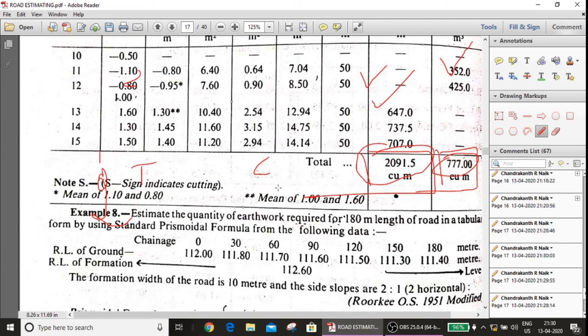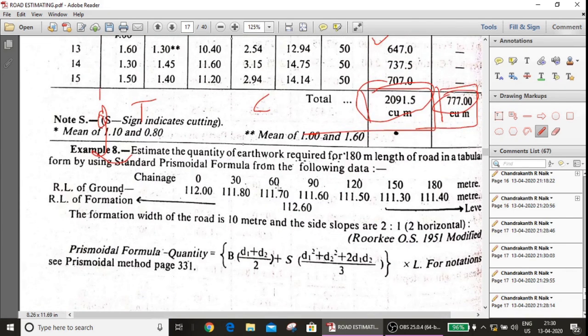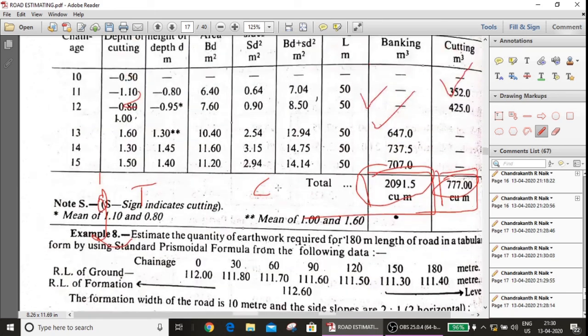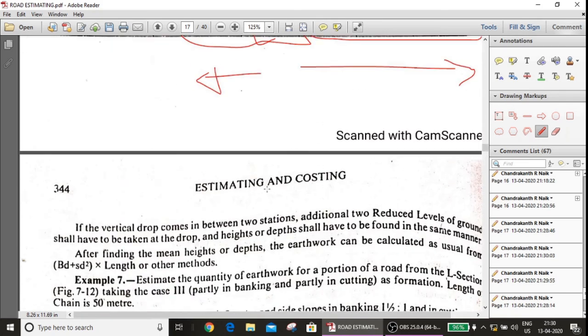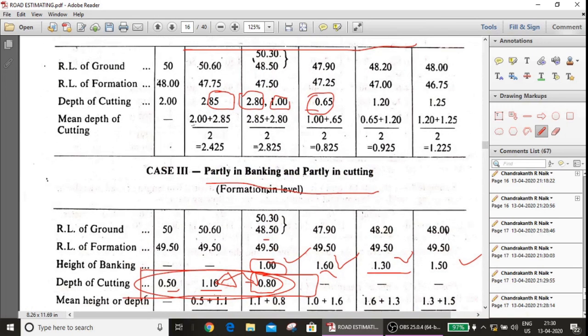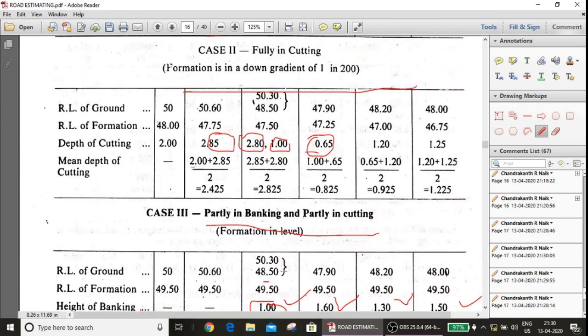for this problem. So we saw the problems for both cutting, filling, and partly in banking and partly in cutting. So I hope you understood. Thank you.